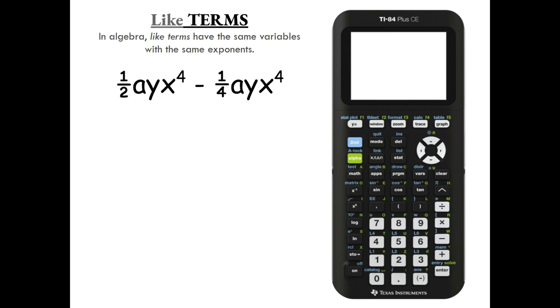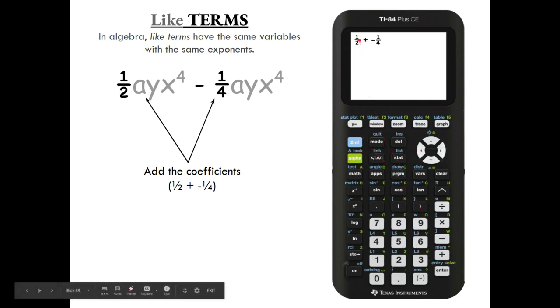We have 1/2 a y x to the fourth minus 1/4 a y x to the fourth. Again, a y x to the fourth and a y x to the fourth, they're the same variables with the same exponents. Therefore, they are like terms. Now we're going to add the coefficients. The coefficients are 1/2 and a negative 1/4. So we add that in the calculator. Again, you do alpha y equals and enter. You put a 1 on top, 2 on the bottom.